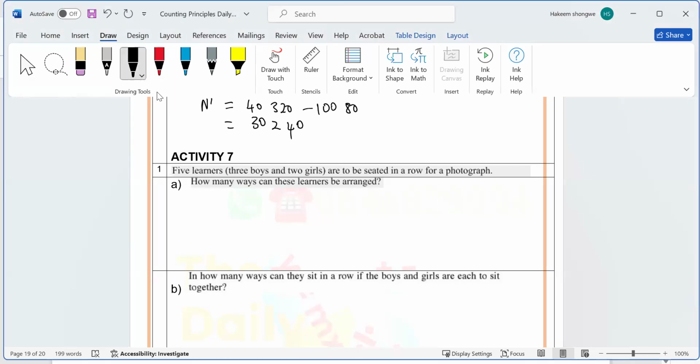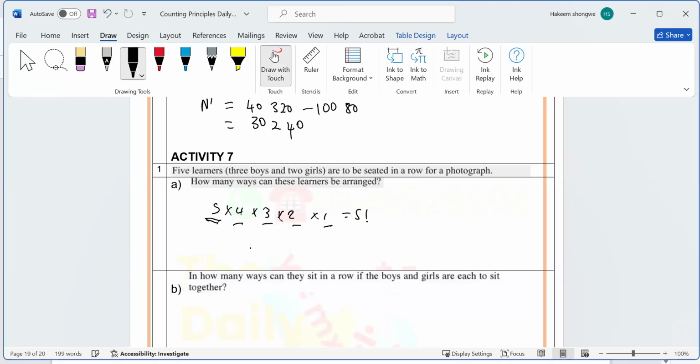How many learners do you have all in all? We have 5. So we have 1, 2, 3, 4, 5. And then they don't have to be arranged in any particular way. So we have 5 multiplied by 4, multiplied by 3, multiplied by 2, multiplied by 1, which is 5 factorial.